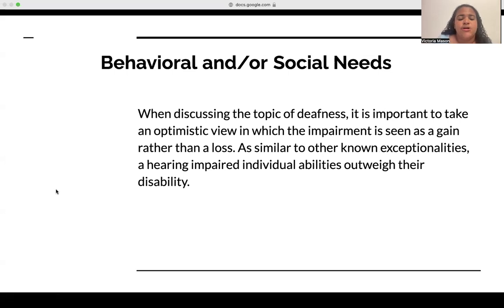So some needs are prevalent for behavioral and or social issues in the hearing impaired community. When discussing the topic of deafness, it is important to take an optimistic view in which the impairment is seen as a gain rather than a loss. Similar to other known exceptionalities, a hearing impaired individual's abilities outweigh their disability.